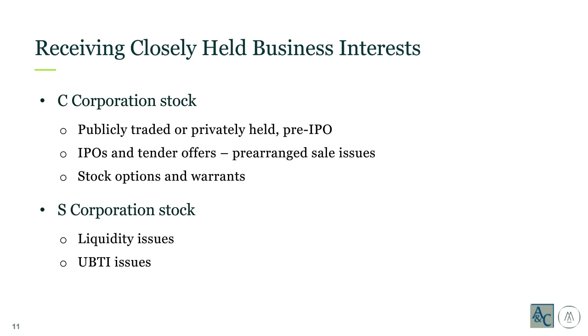S corporations are never publicly traded. They're always closely held. And because of their tax structure, they're basically a pass-through entity. They raise significant unrelated business taxable income issues, which I think Tracy's going to cover a bit later. Because they're always closely held, and the tax rules around S corporations require them to only be held by a small number of individuals or certain trusts, the universe of potential buyers is smaller, so there's also a liquidity issue there.